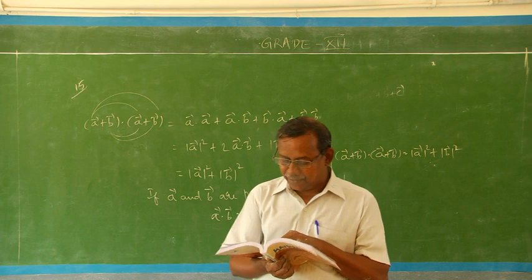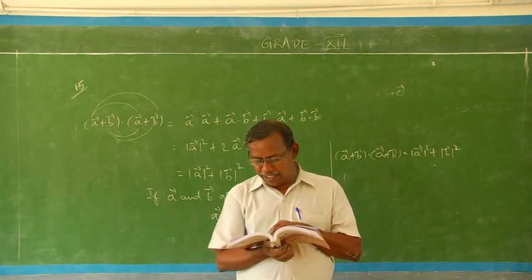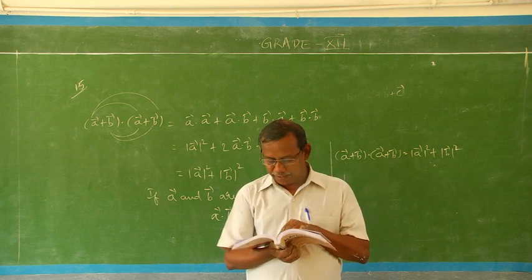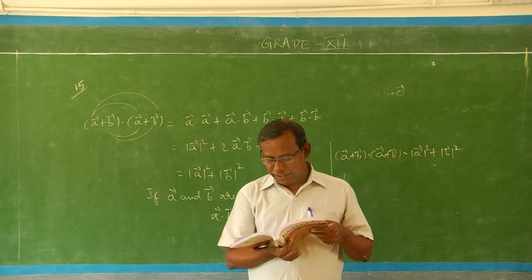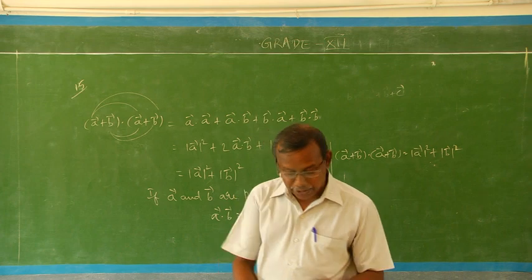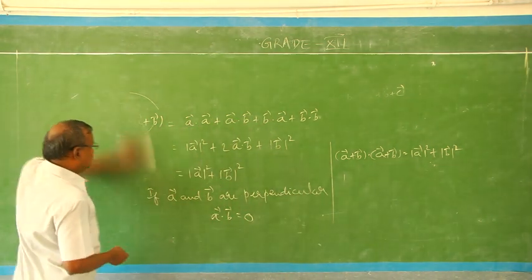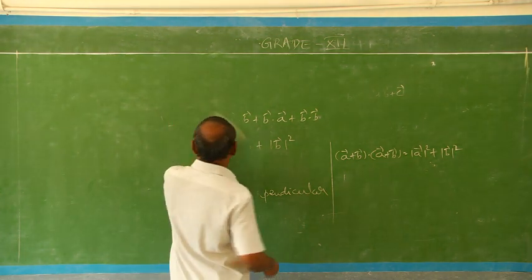So in the 17th problem, let A vector and B vector be two unit vectors and theta the angle between them. Then A vector plus B vector is a unit vector. So they have given that A vector and B vector are two unit vectors. Question number 17, I will give you the idea. So using this idea, you only have to solve these problems.